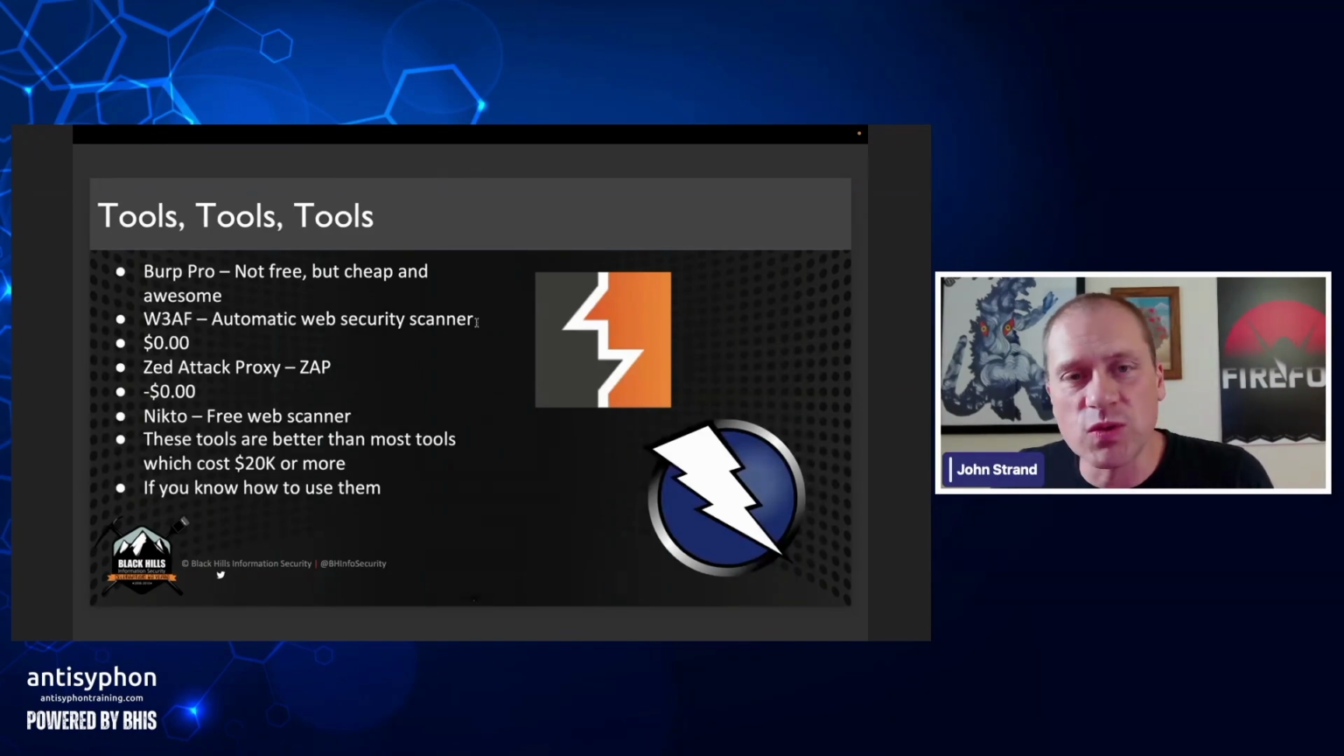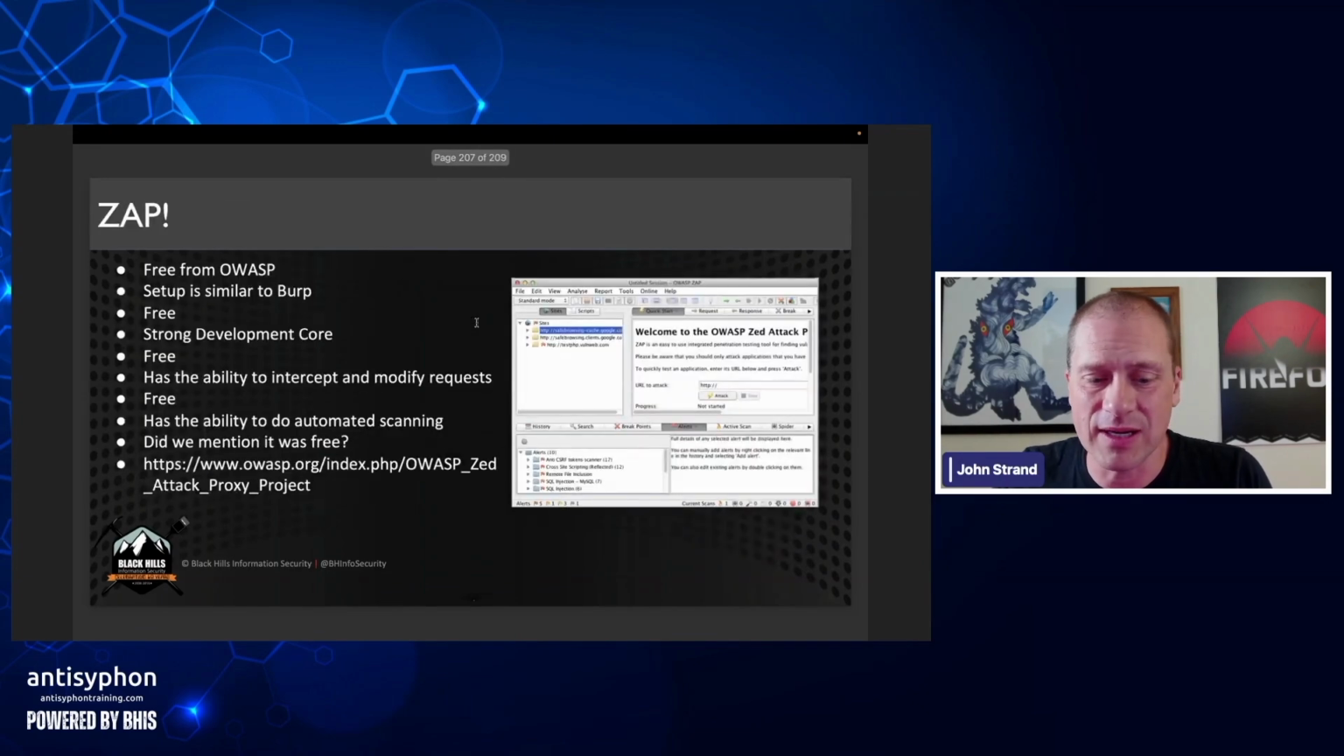All right, so what tools do we have? A number of different fantastic tools. We have Burp Pro. It's not free, but it's super cheap. W3AF scanner, $0. Zed Attack Proxy is going to be the tool that we talk about and we have a lab with here in just a little bit. Also, Nikto, written by Chris Sullo, who works at Black Hills Information Security as well. These are all free. And if you know how to use these tools effectively, a lot of these tools are more effective than tools that cost over $20,000, right?